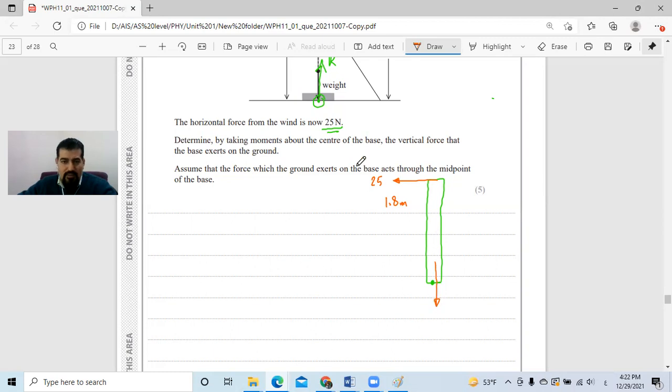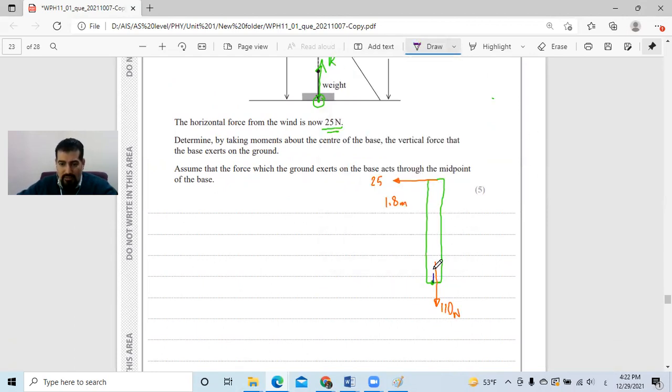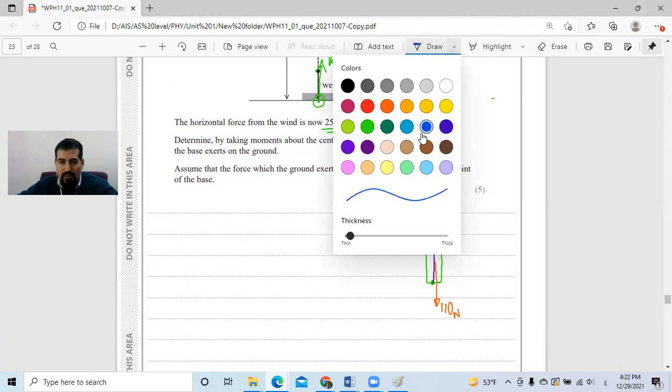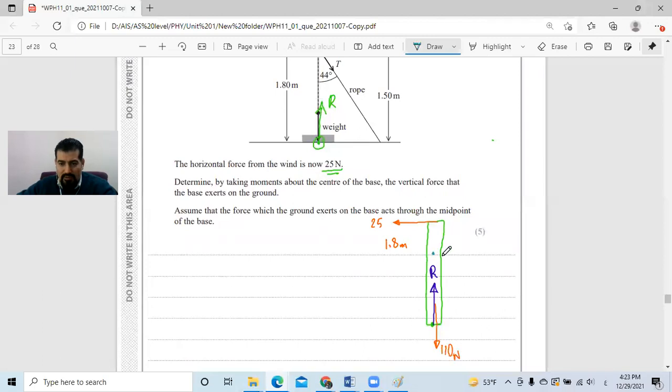Okay, and this weight is 110 Newton. They ask about the normal reaction R, upwards. And there's a tension by the rope, and this tension acts at 1.5 meter height, and it acts with an angle of 44 degrees to the vertical. This is the tension, and its height from here to here, the height onto the ground, is 1.5 meter.